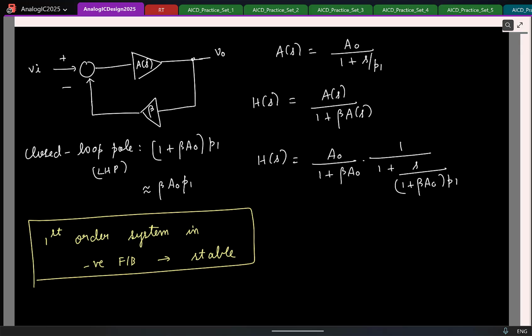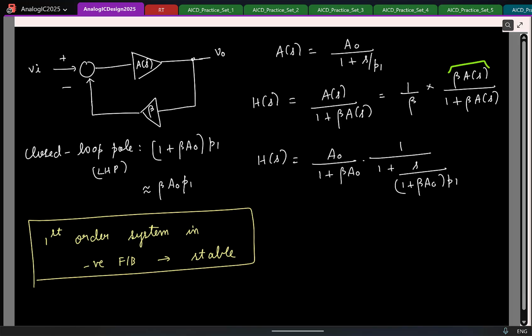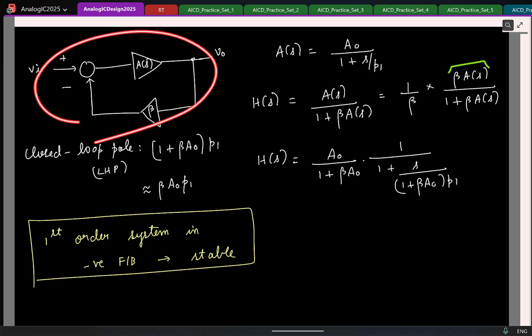So one more thing. Here I can write the closed loop transfer function in a different way. I'll write it as 1 by beta times beta a of s by 1 plus beta times a of s. And what is this beta a of s called? It's not open loop gain. Okay. So let us say this is the negative feedback loop, right?